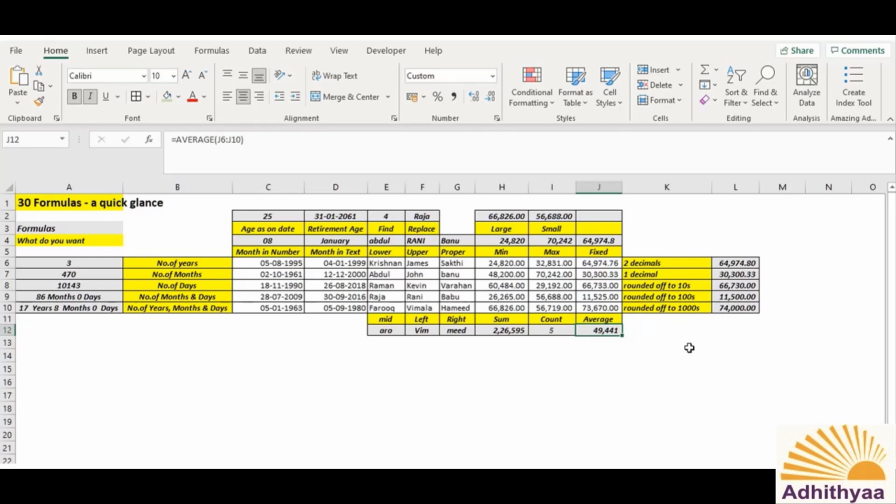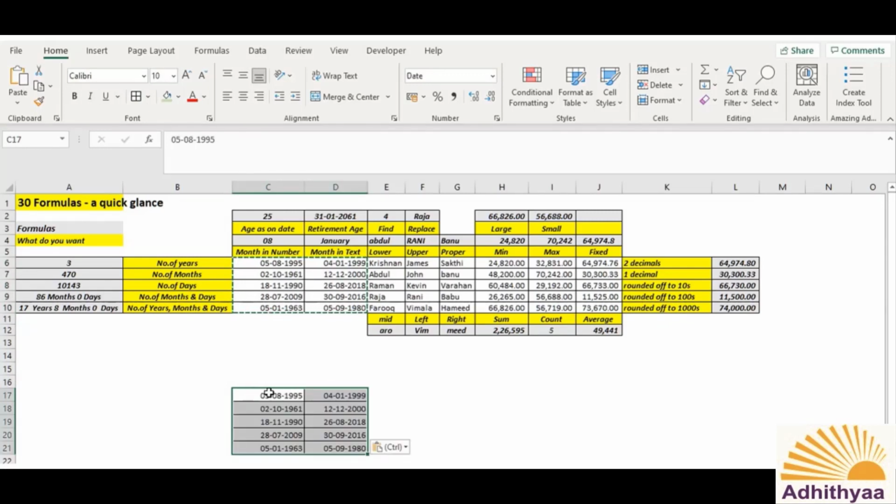Now you have seen some samples. Now I would like to take you through a real exercise so that you will be able to pick up. First, I am going to take this, copy, and paste this here. And I am going to find out what is the number of years.